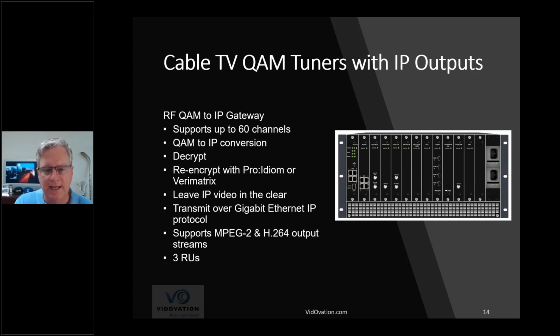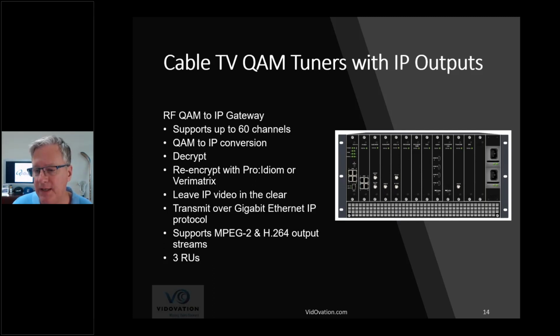In most cases, the cable TV, the RF QAM, whether it comes on a coax or a fiber, if it's fiber, it's really QAM RF over fiber, but it's fundamentally a QAM signal, whether it's optical or RF. 9 times out of 10 it's encrypted. So either the cable operator will put a box in, what we call an RF QAM to IP gateway, to decrypt the feeds and give us the feeds either in Proidium or Verimatrix, or they'll give us the feeds in the clear, or VidOvation puts the box in.